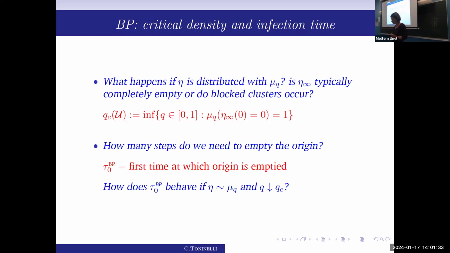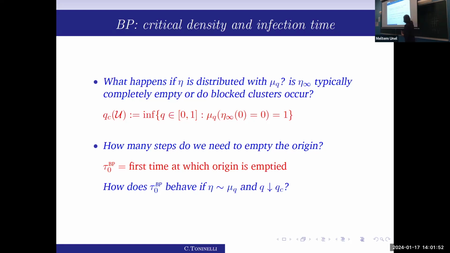So here, instead of the answer, there is another question, which is the following one. Once the critical density is understood, the next question is, how long do we have to wait in order to empty everything?